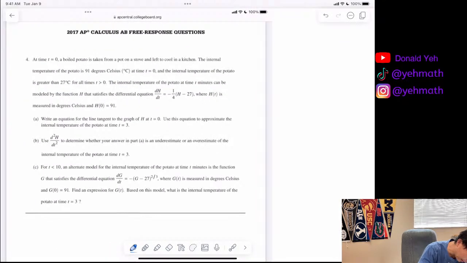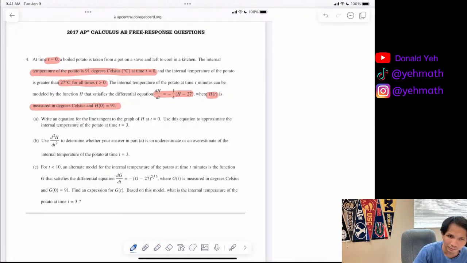Okay, so I'm gonna annotate this. At t equal to 0, the temperature is 91 degrees. The internal temperature is greater than 27 degrees. That's kind of important, but it's not that important. There was dH/dt, and h of t is measured in this. Okay, so far okay. Those are the information.